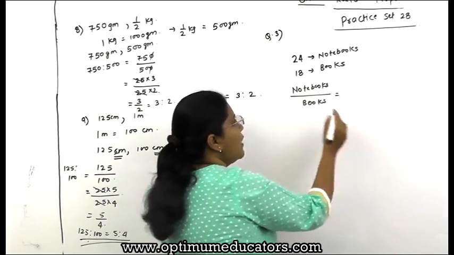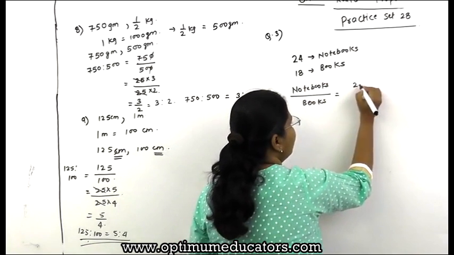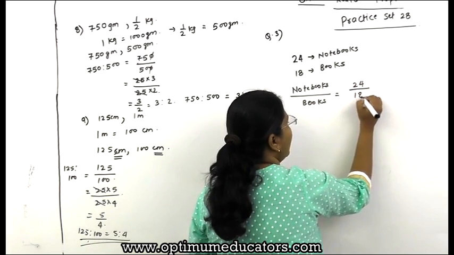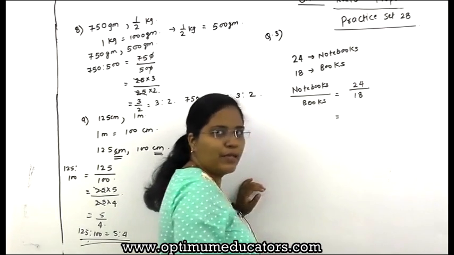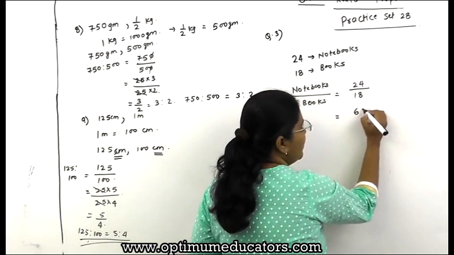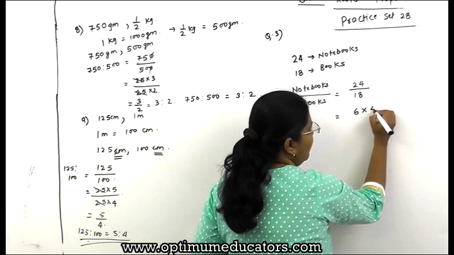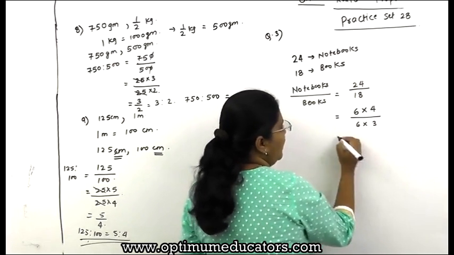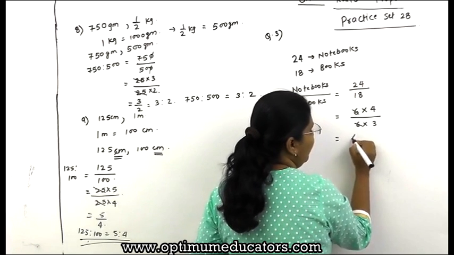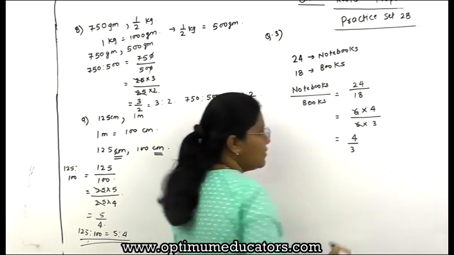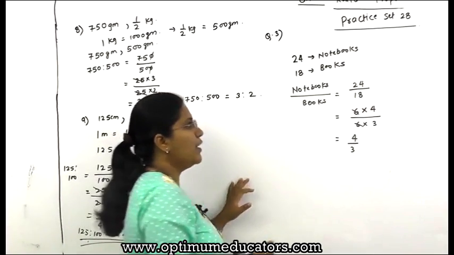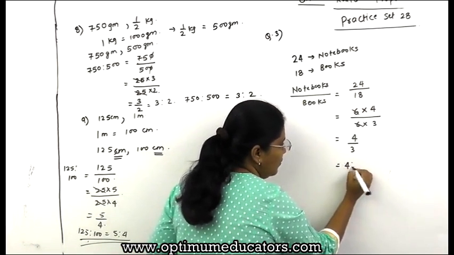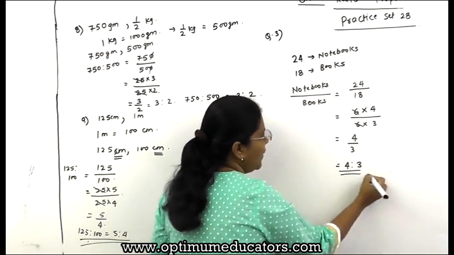Now tell me the number. How many notebooks does she have? 24. And how many books does she have? 18. Okay. Now I know that 6 4s are 24 and 6 3s are 18. So 6 goes off. The answer is 4 upon 3. So ratio of notebook is to book is 4 is to 3. Okay.